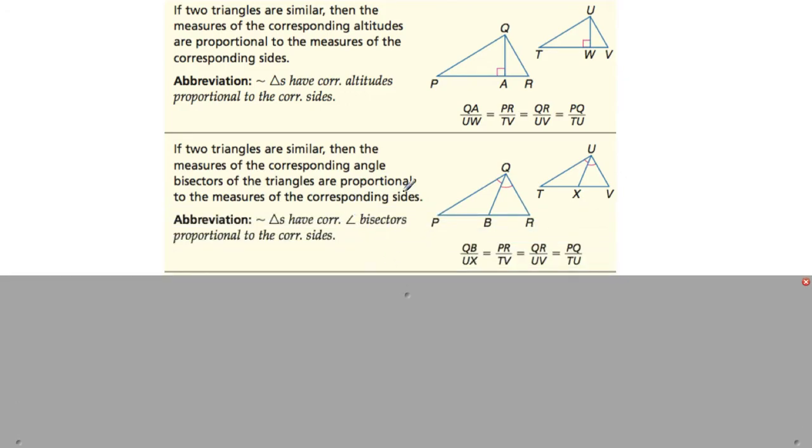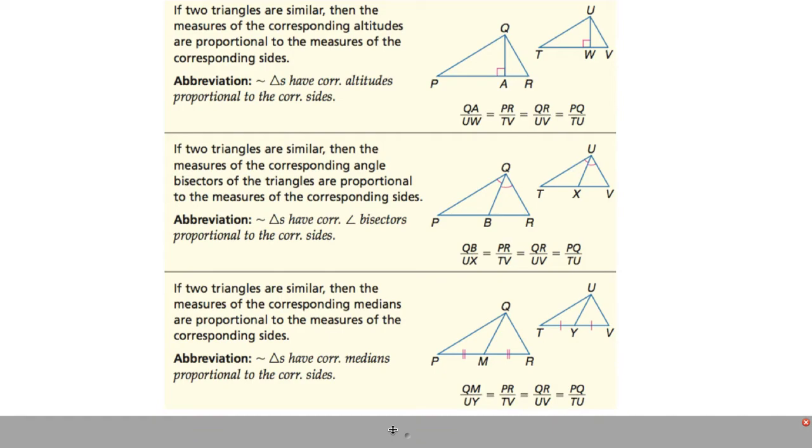For triangles that are similar, angle bisectors also follow that same scale factor. The angle bisectors are proportional. And then finally, the medians are also proportional to that same scale factor. So whereas before we said we have similar triangles, all these sides are proportional, now we know the sides are proportional, and to that same scale factor, the altitudes, the angle bisectors, and the medians all follow that same proportion. That's all this is saying.